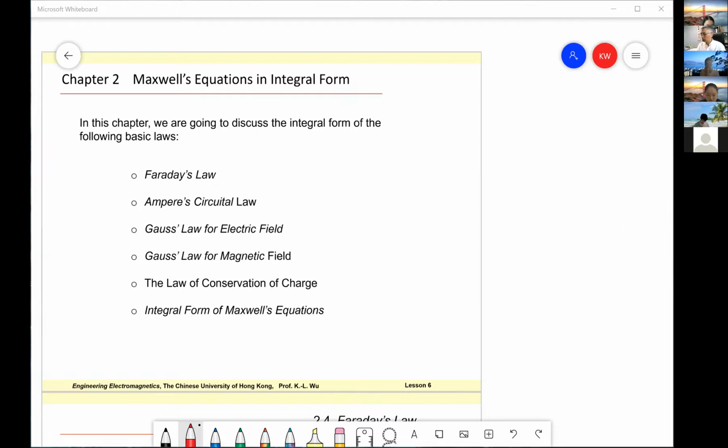Okay, in this chapter, what we are going to discuss is the integral form of Faraday's law, Ampere's law, Gauss's law, and then the law of conservation of charge. And finally, we make a summary of the integral form of Maxwell equations.